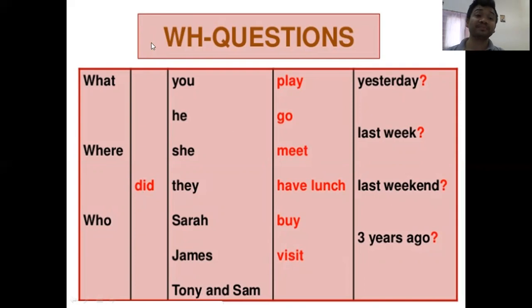So always remember the formula. We have here the WH form, the auxiliary verb, the subject, and then the verbs in simple present form. And of course, the time expression. Okay, so I repeat. In order for us to formulate WH questions in simple past form, the formula is WH form, auxiliary verb, the subject, and the verbs in simple present form, and of course, the time expressions. Okay, please don't forget.